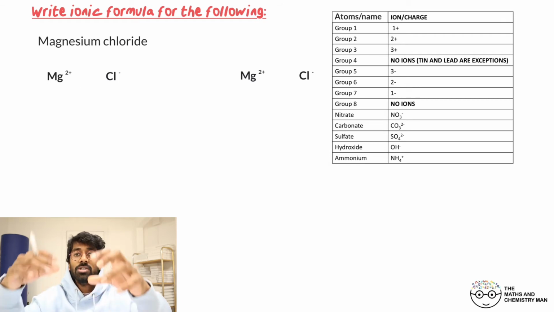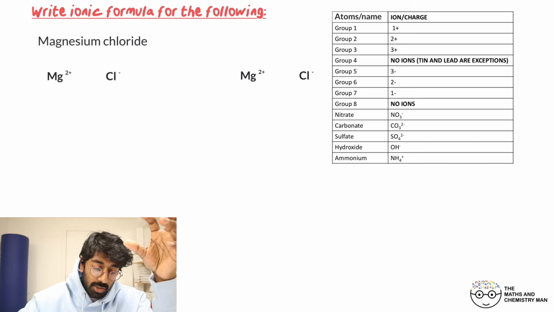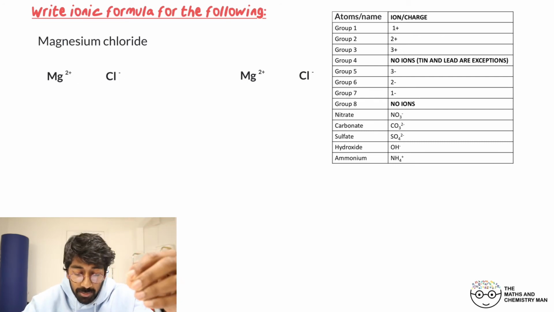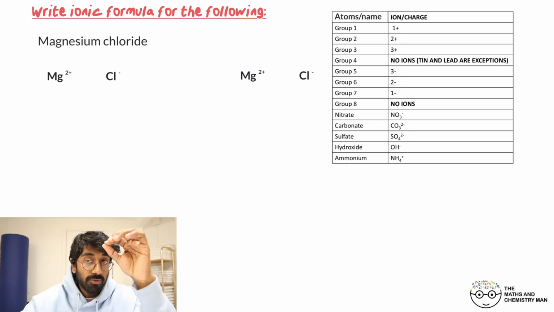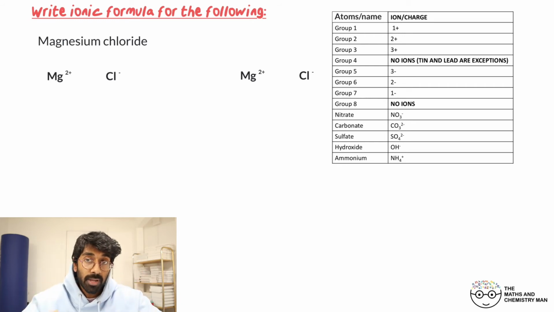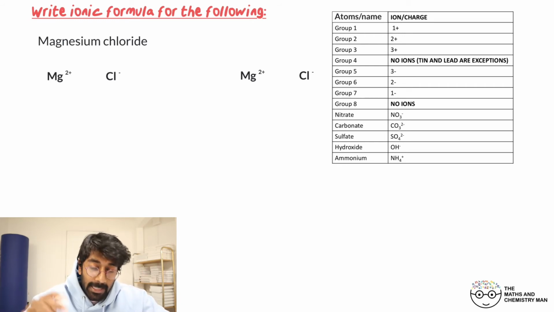Remember what I said, the charges need to be balanced, right? So we can't really put these together just yet. The reason we can't put them together is because this is 1-, this is 2+. No one's happy. What we've got to do is either have 1- and 1+, or 2+ and 2-, okay? The way to put them together is this.